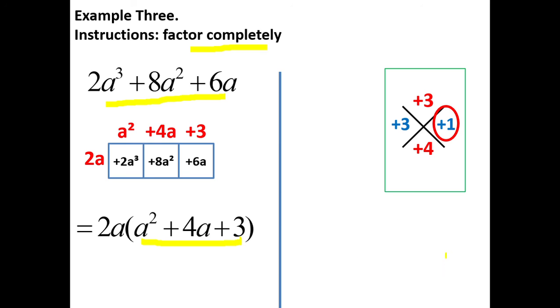So in our answer, we're going to have both the quadratic part of it here, a plus 3 and a plus 1, but also the 2a, because that was the first thing we factored out, was the 2a. So in our final answer, we got to show the 2a, and also we show the two things that we factored out of the quadratic. And that's your final, because you can't factor it any further.